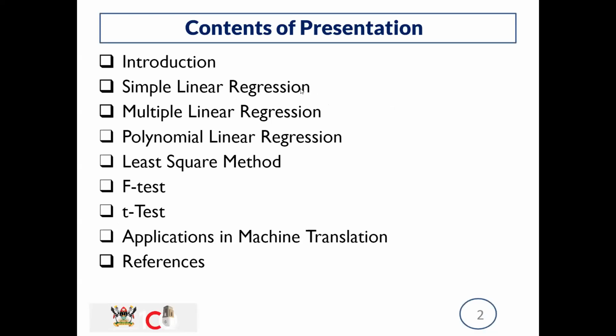So I'm going to take you through the introduction, the simple linear regression, multiple linear regression, the polynomial linear regression, the least square method, and the two tests on machine learning on linear regression models, which are the F-test and the T-test, and the applications of linear regression in machine translation, which aligns with the research topic we are currently working on.